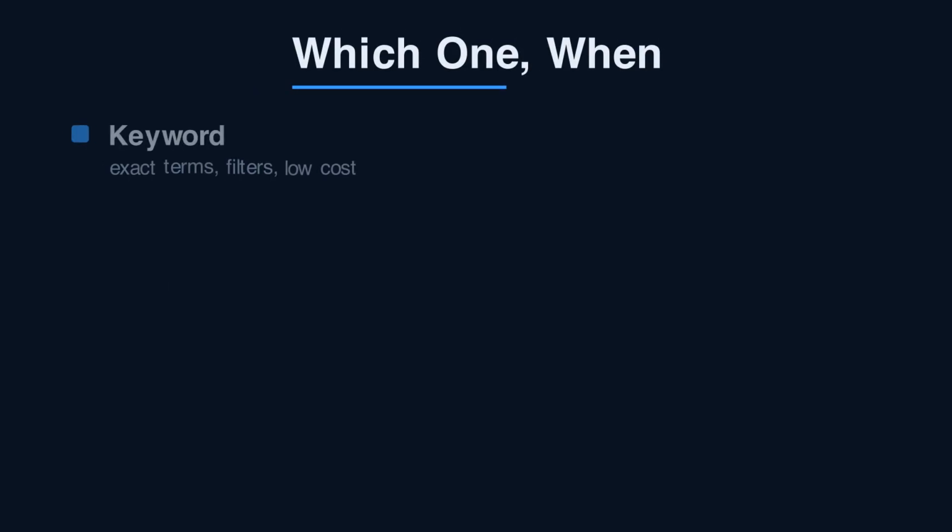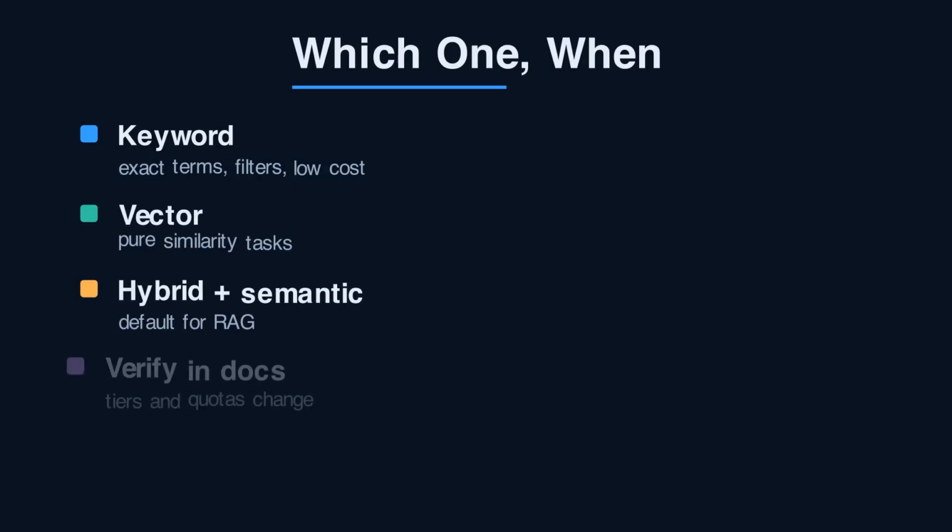Here's the rule of thumb. Use keyword only when queries are exact: identifiers, codes, structured filters, and tight latency or cost budgets. Use vector only rarely, mainly for pure semantic similarity like recommendation or deduplication. For everything else, especially RAG and natural language search over documents, reach for hybrid with semantic ranking.